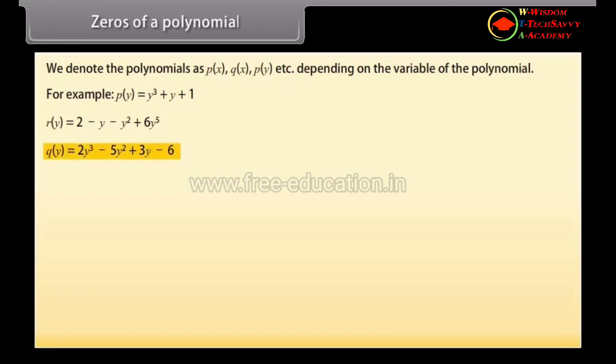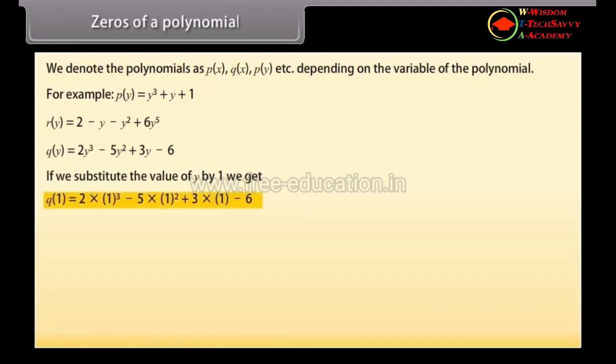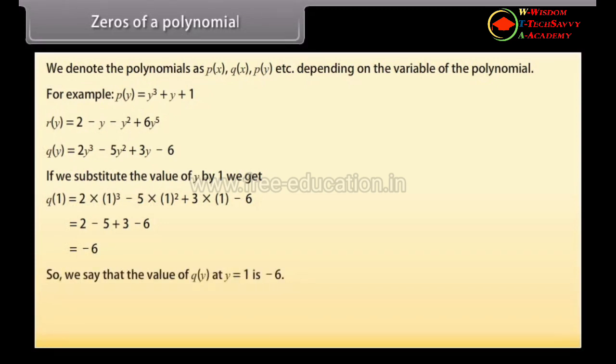q(y) is equal to 2y cubed minus 5y squared plus 3y minus 6. If we substitute the value of y by 1, we get q(1) is equal to 2 into 1 cube minus 5 into 1 square plus 3 into 1 minus 6, which is equal to 2 minus 5 plus 3 minus 6, which is minus 6. So we say that the value of q(y) at y is equal to 1 is minus 6.